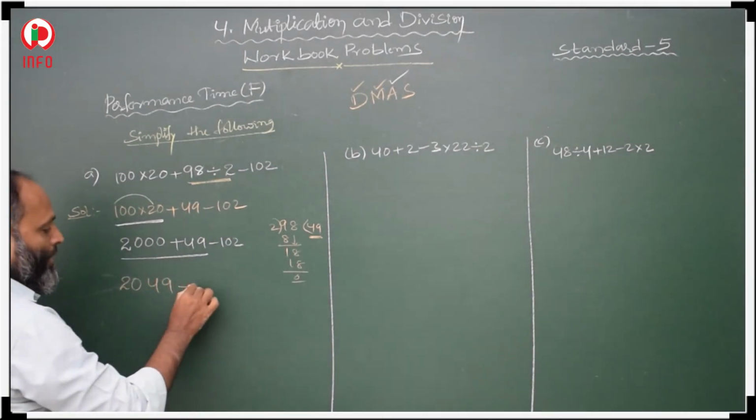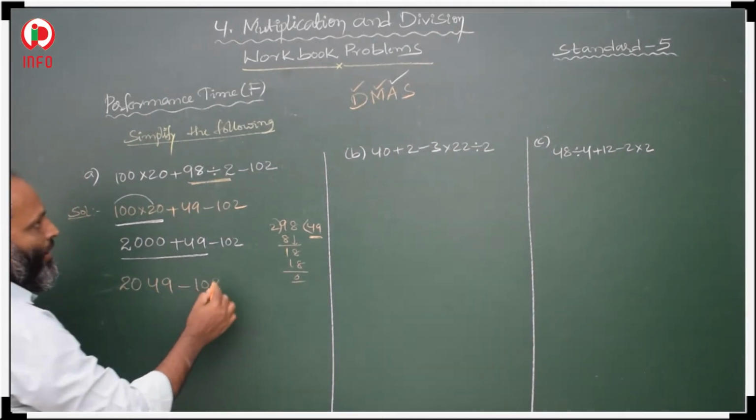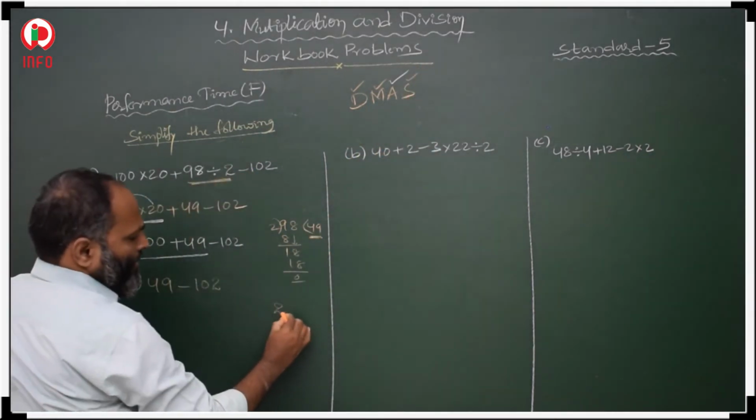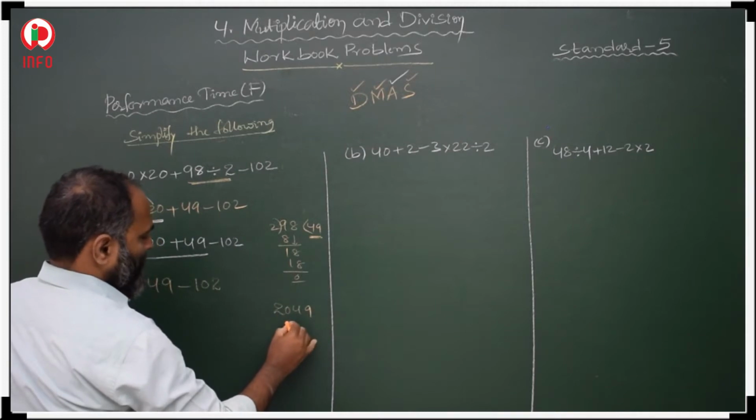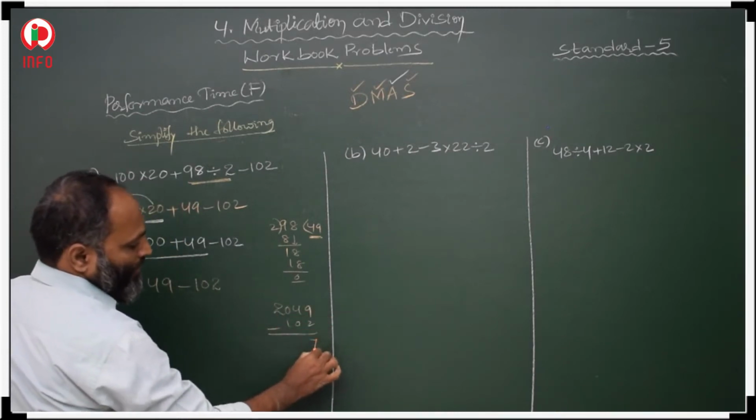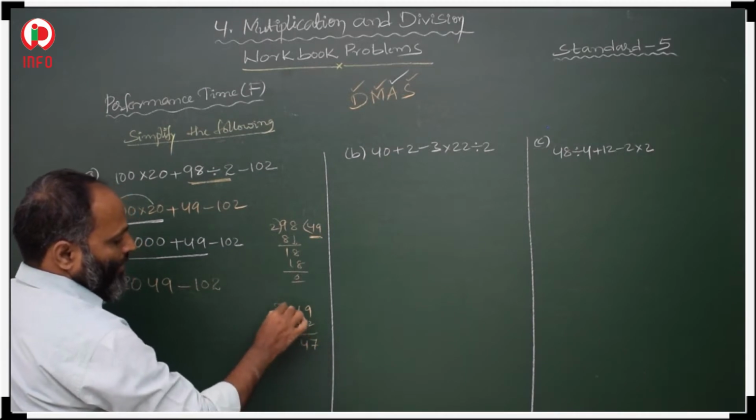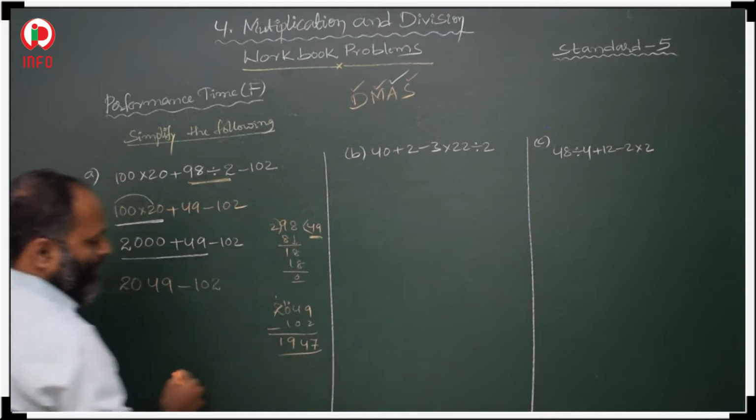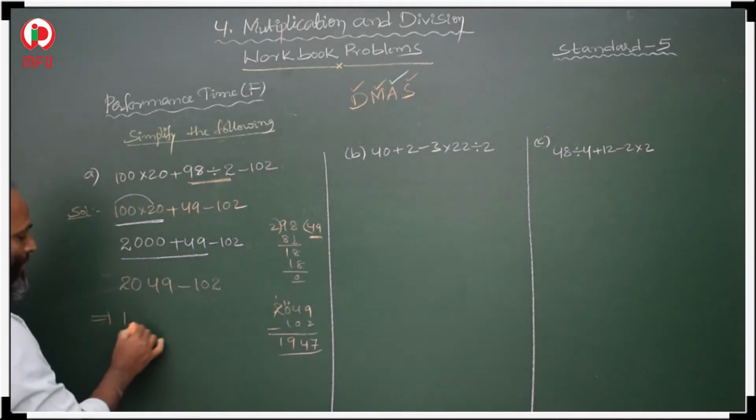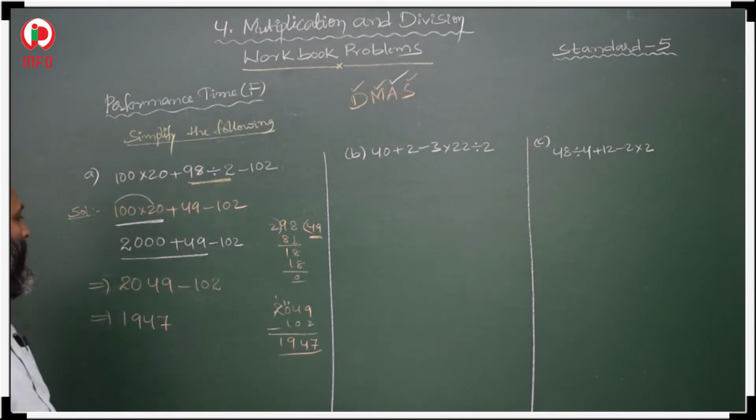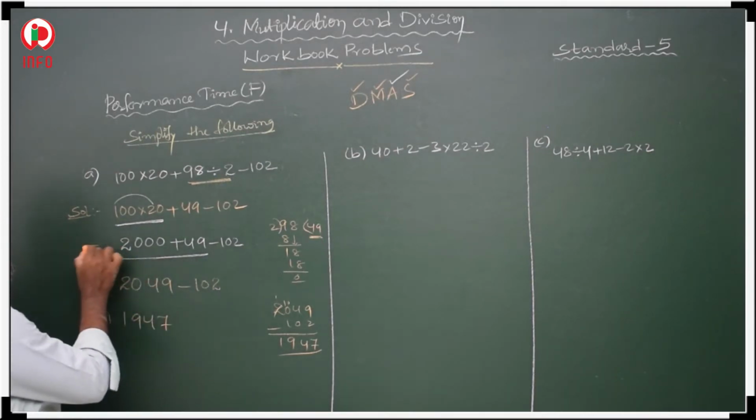2049 minus 100. Now subtraction. At the end, subtraction. 2049 minus 102: 9 minus 2 is 7. 4 minus 0 is 4. Then we borrow from 10. 10 minus 1, 9 and 1. Then what is your answer? 1947. This is your answer.